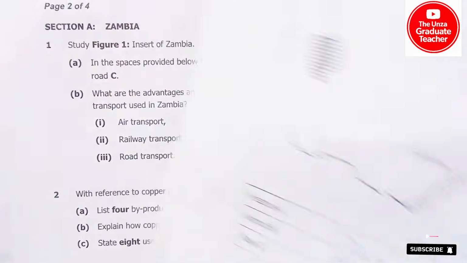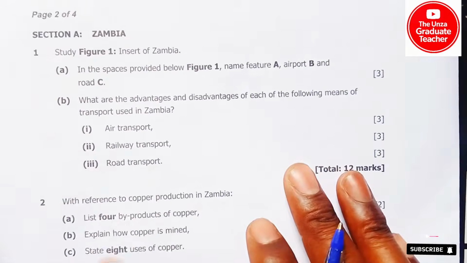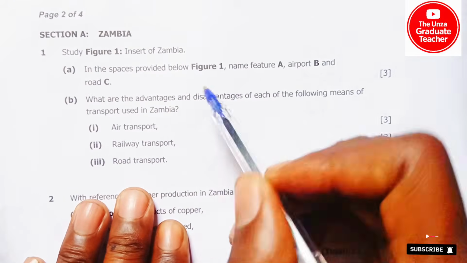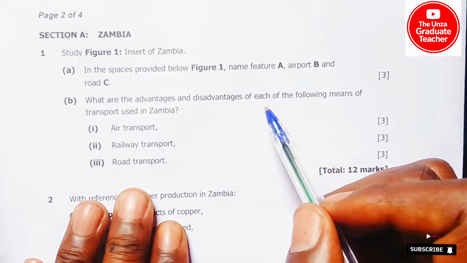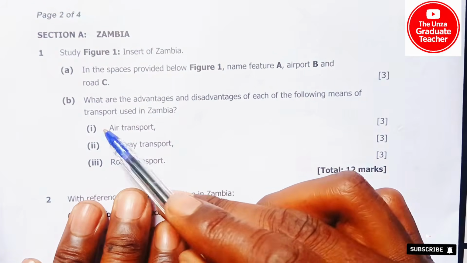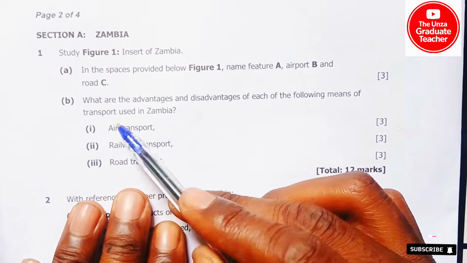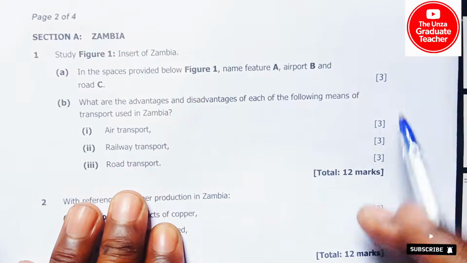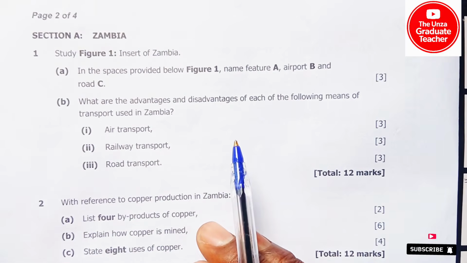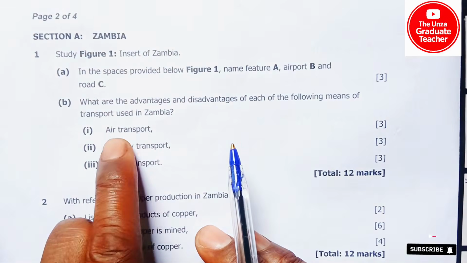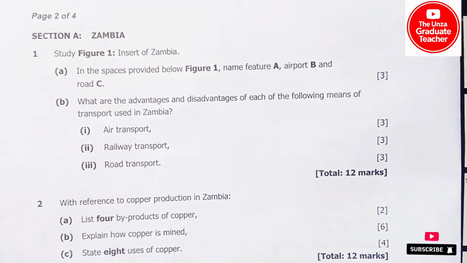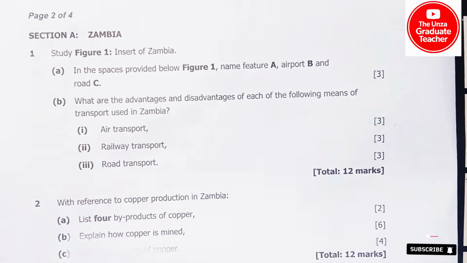So we are going to go to 1B now. 1B was saying, what are the advantages and disadvantages of each of the following means of transport used in Zambia? Number 1, air transport. It was 3 marks here. So you are going to write the advantages and disadvantages of air transport. You are going to write them here.